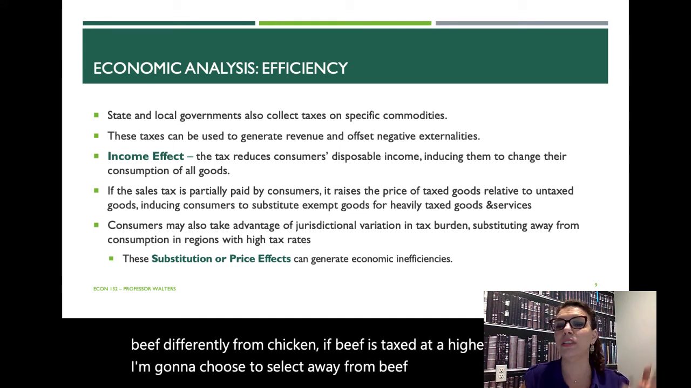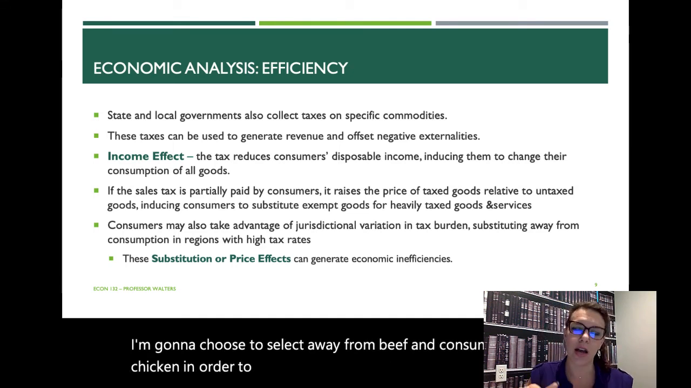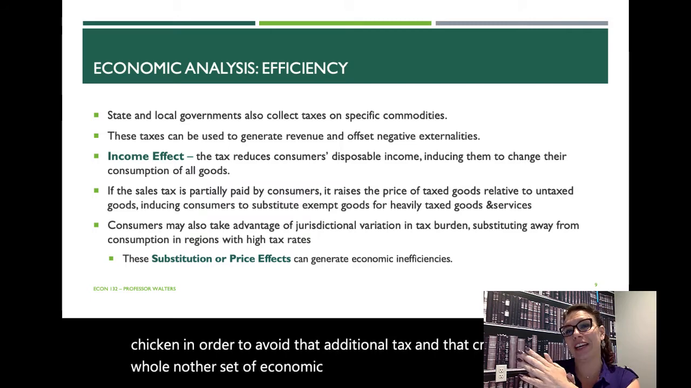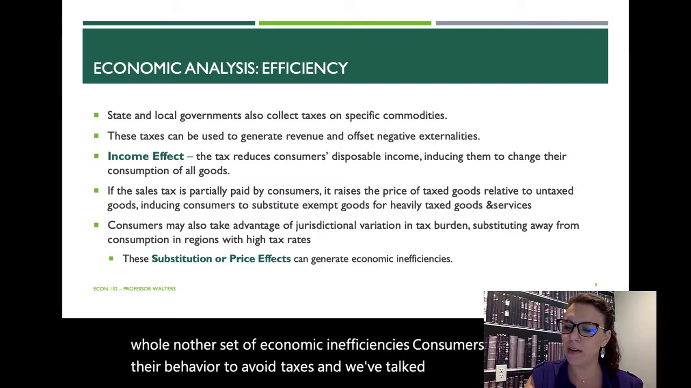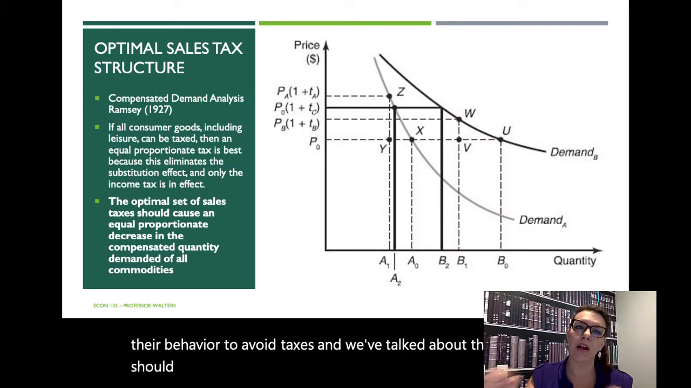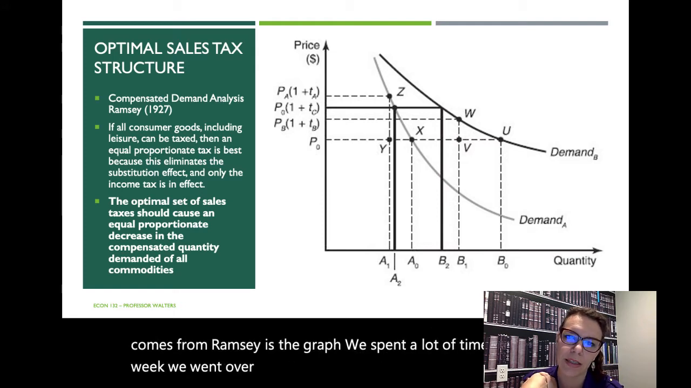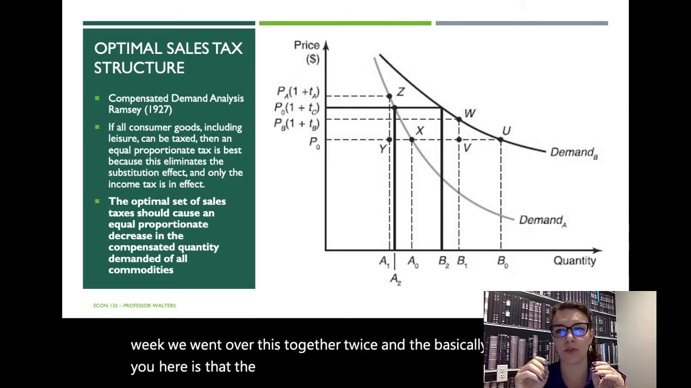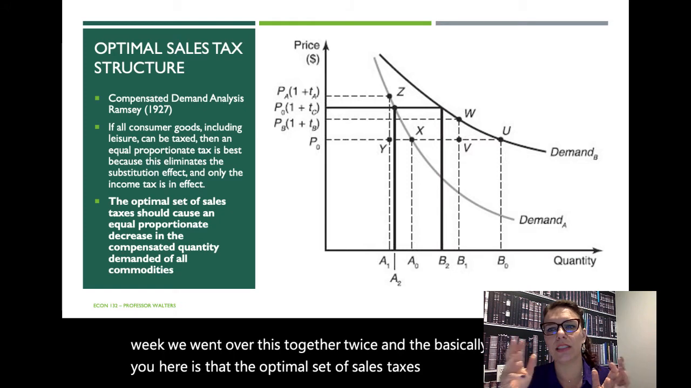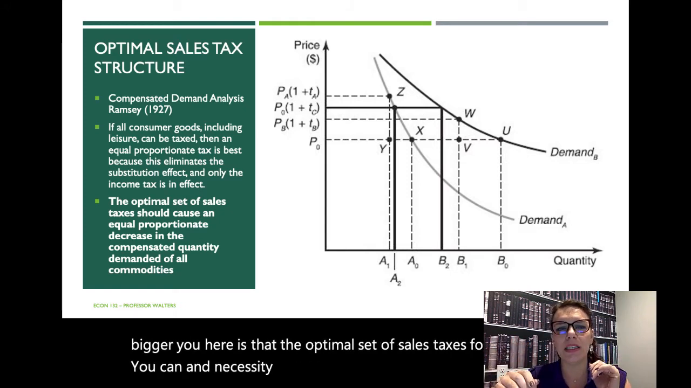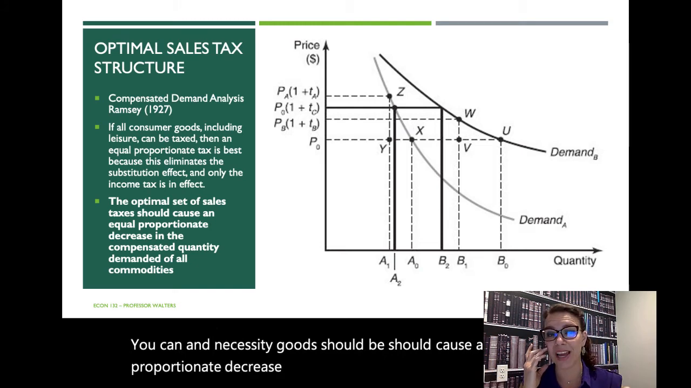And that creates a whole other set of economic inefficiencies, consumers changing their behavior to avoid taxes. And we've talked about this a lot, so it should be a good review. The compensated demand analysis that comes from Ramsey is the graph we spent a lot of time on last week. We went over this together twice. And basically the big idea here is that the optimal set of sales taxes for leisure and necessity goods should cause an equal proportionate decrease in the quantity demanded of those commodities.